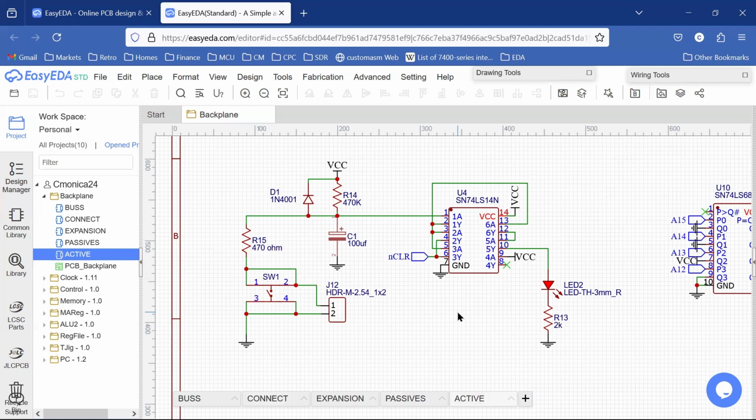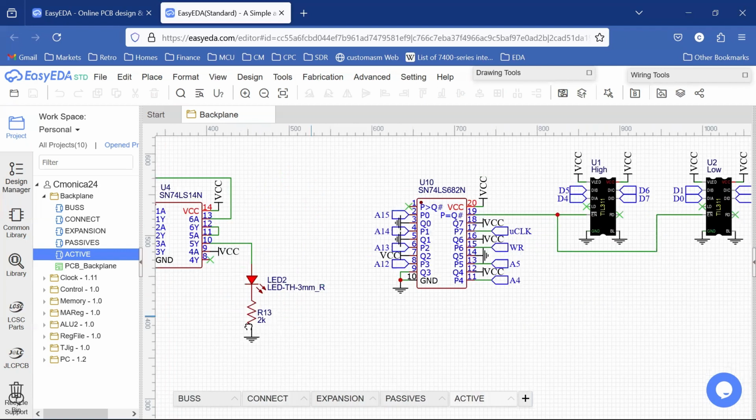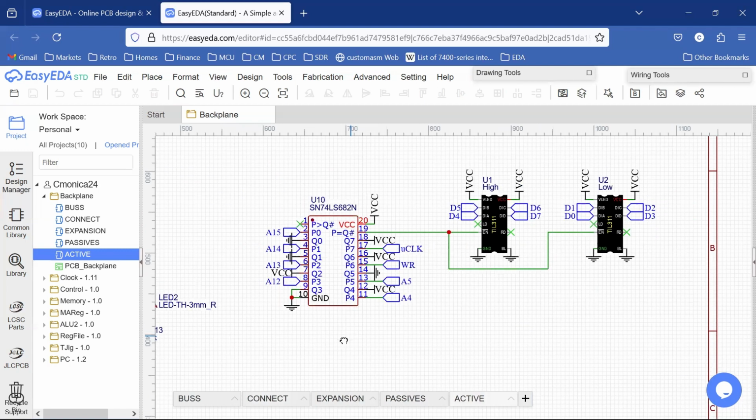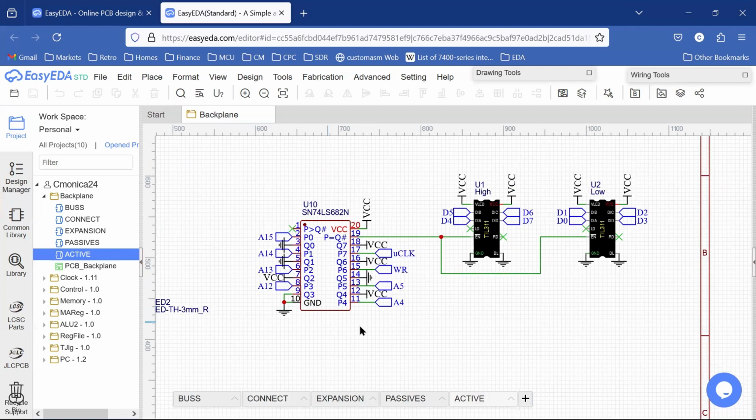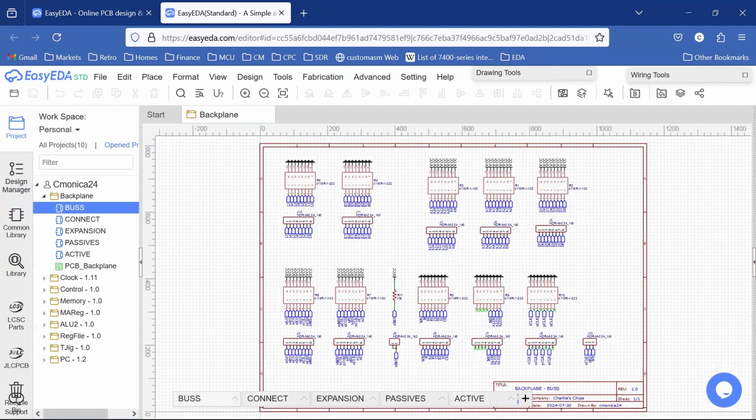Okay, and then this is our hex display, and again, this is virtually identical to our logical simulator design, right? We have our low and our high bits of the TTL 311 hex digit displays. Okay, and that brings us to our last sheet in our schematic, which is all of our buses.